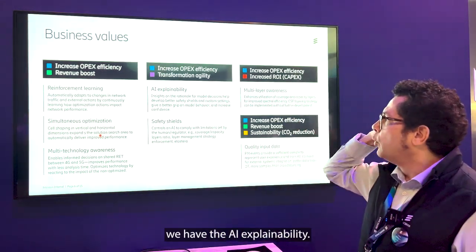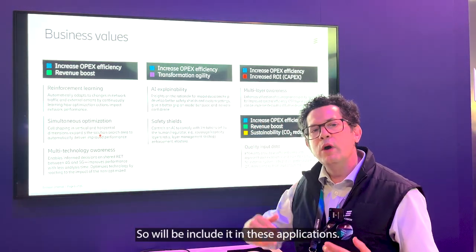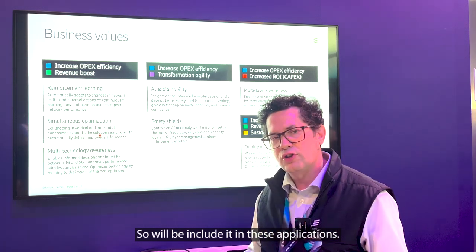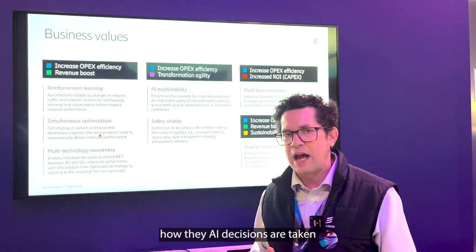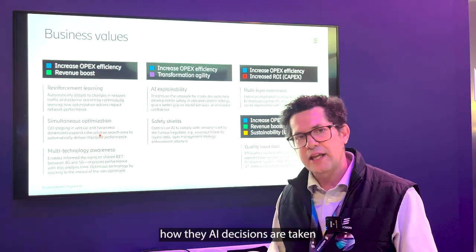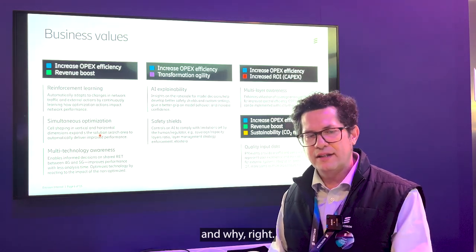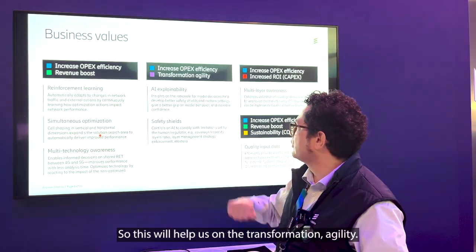And to do that, we have the AI explainability. So we will include in these applications a way for the user to understand how the AI decisions are taken and why they are, right? So this will help us on the transformation agility.